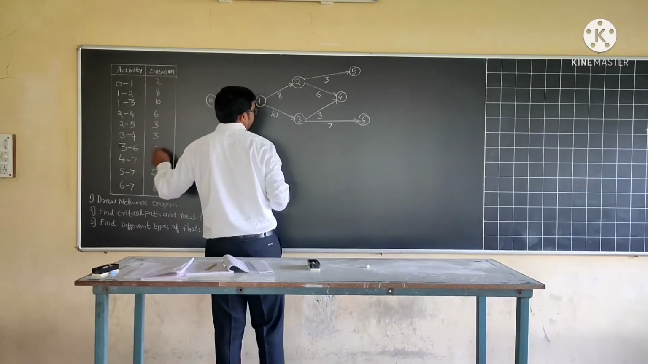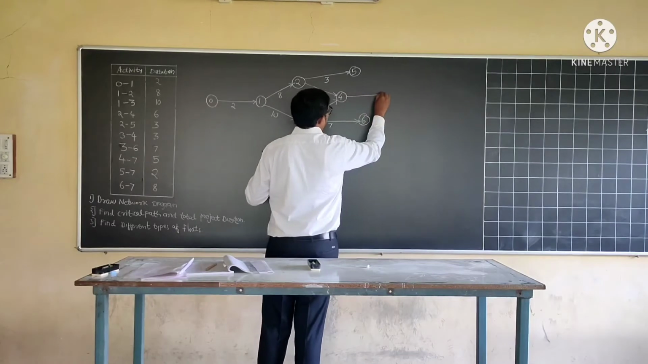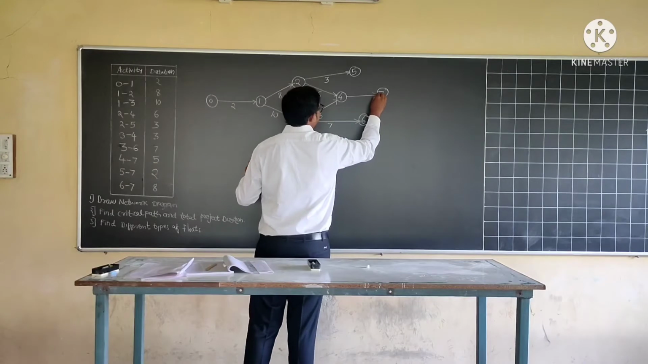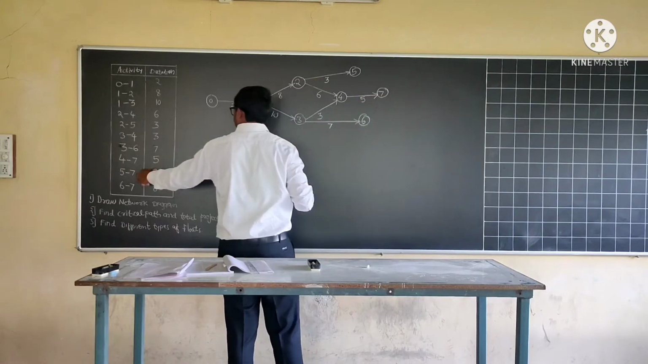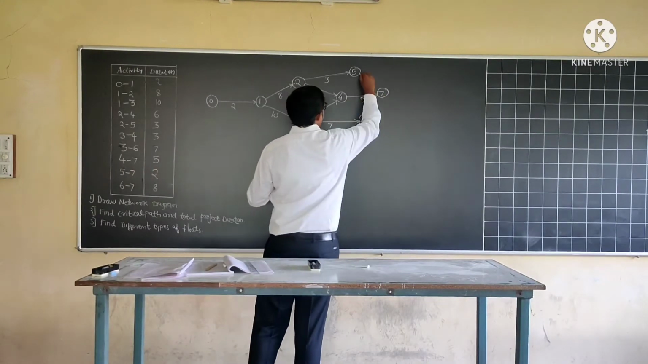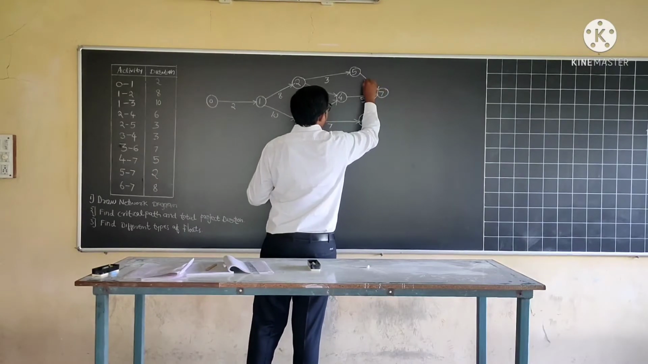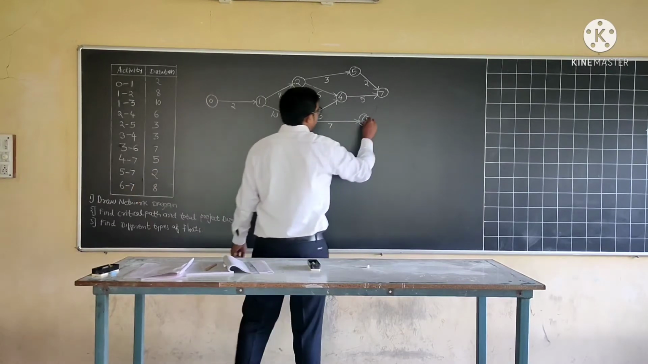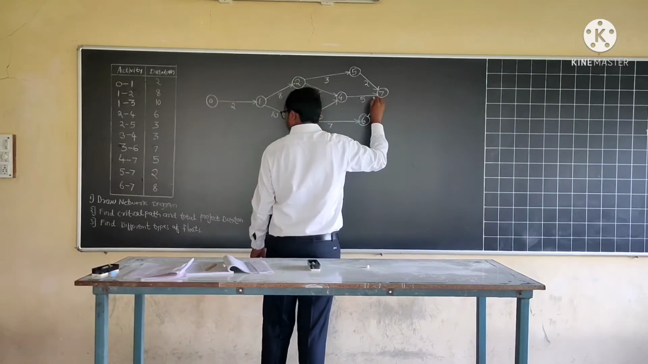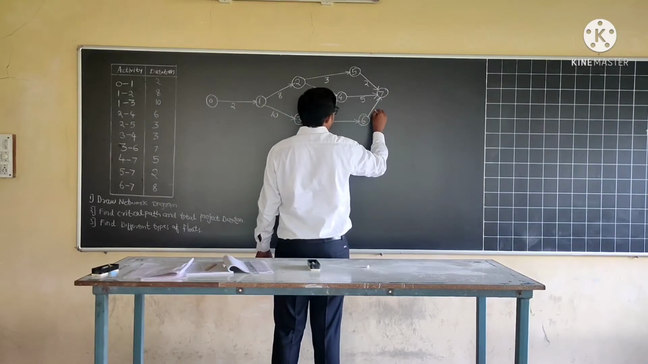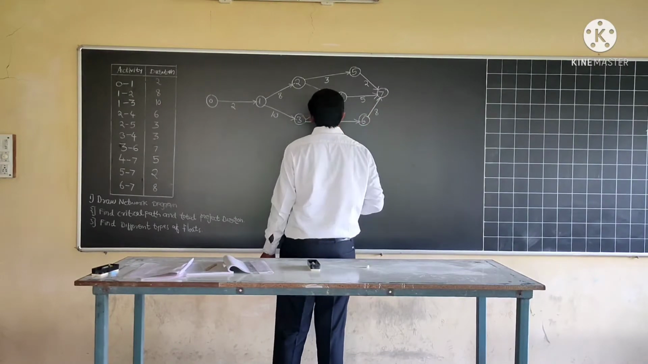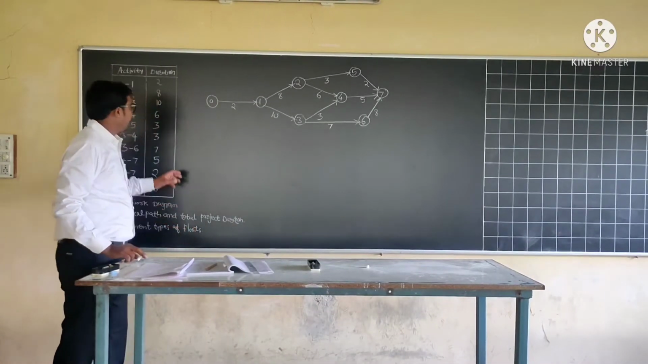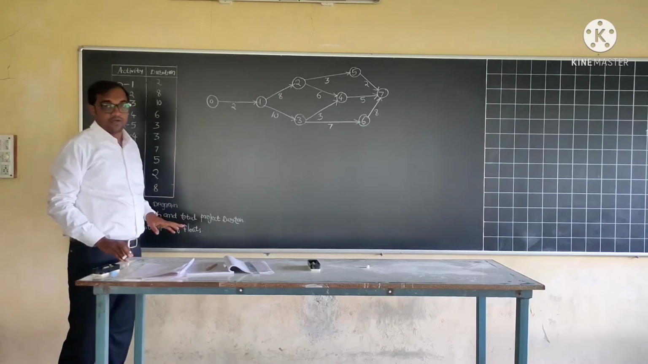Now 4 to 7 is having duration of 5 days. 5 to 7 having duration of 2 days. And lastly 6 to 7, activity 6 to activity 7 having duration of 8 days. So in this way, a network diagram depending upon this data is drawn.